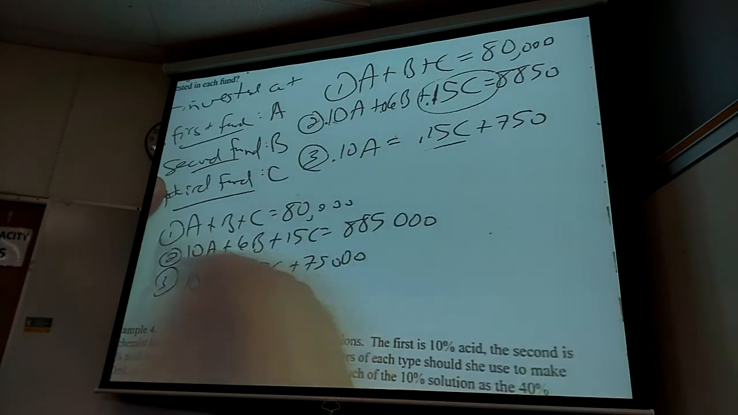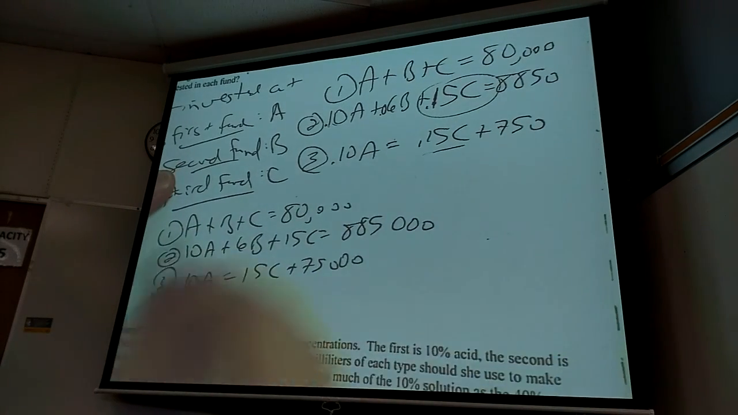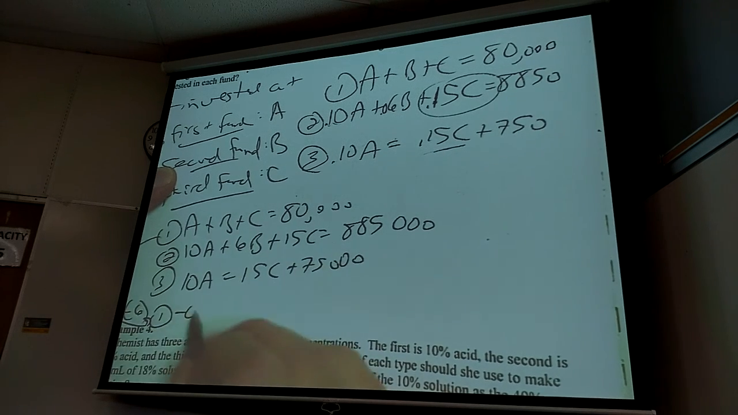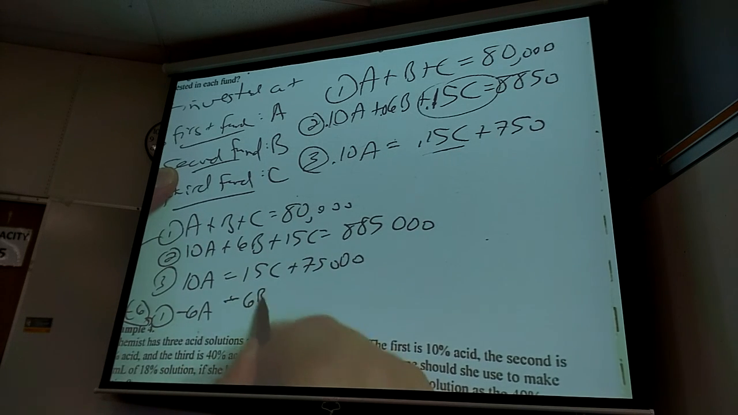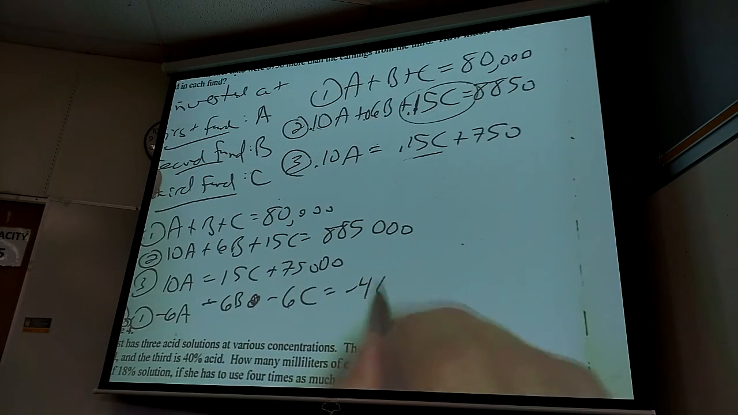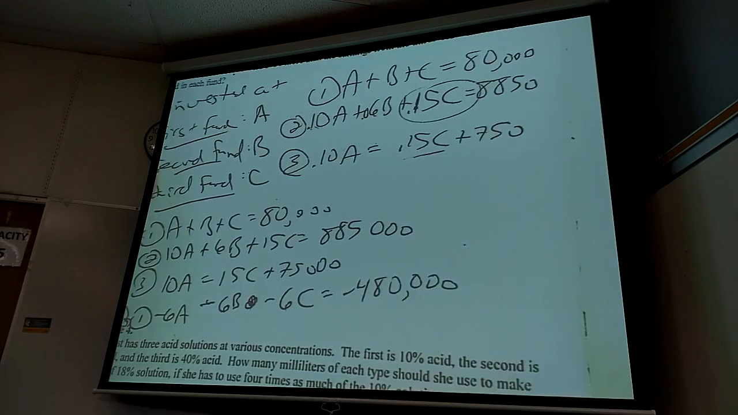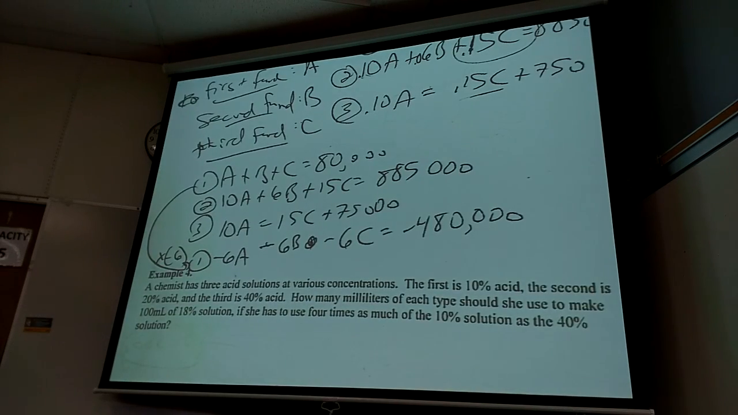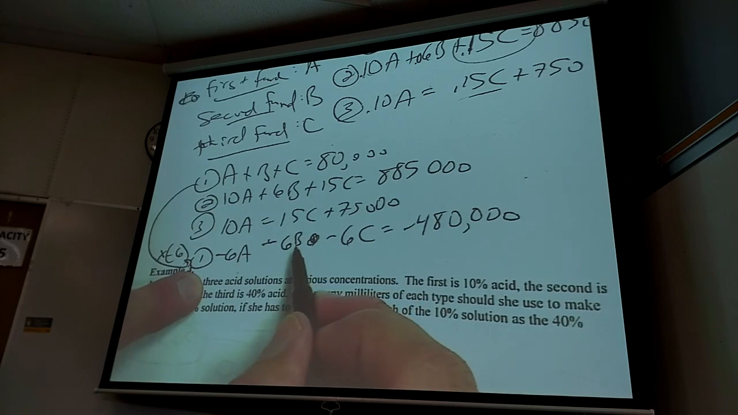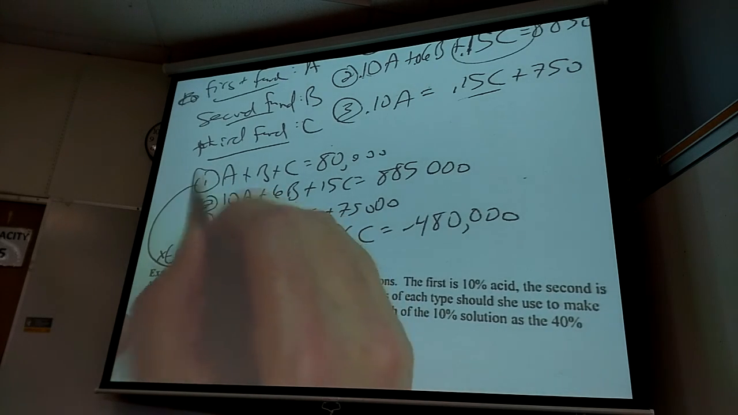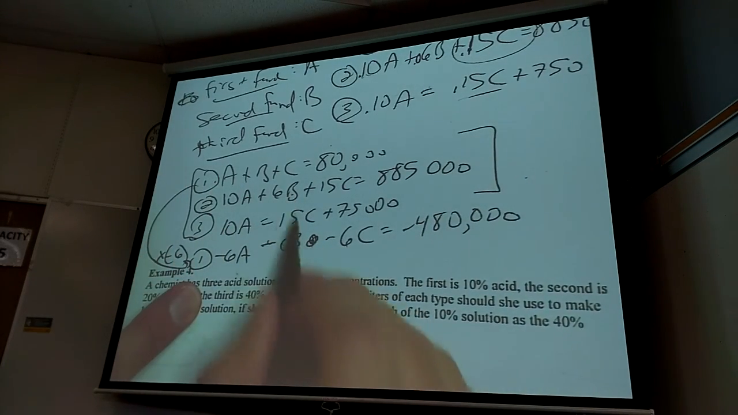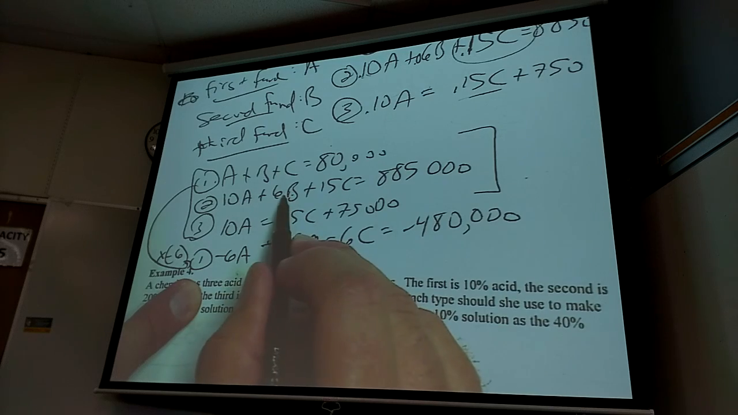Take the first one and multiply by -6. Then plus, let's see, that's going to be -480,000. And then if I add this and this together, the B's are going to die. So here's my original problem. And now I'm taking the first one, multiply by -6, so it can kill that B right there. Kill that sucker.